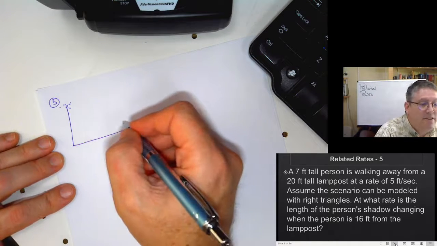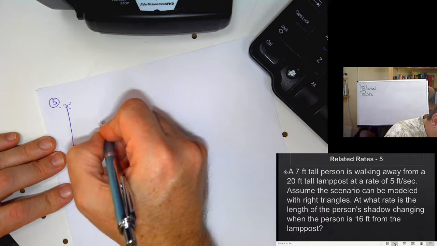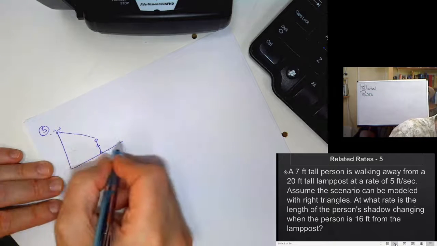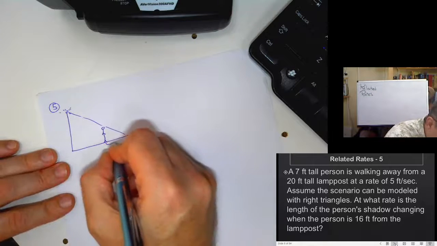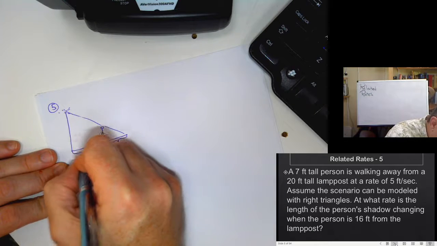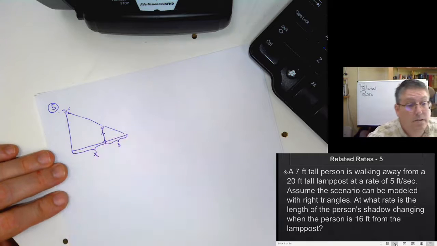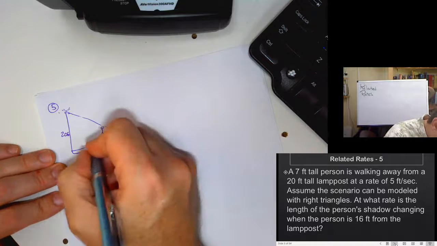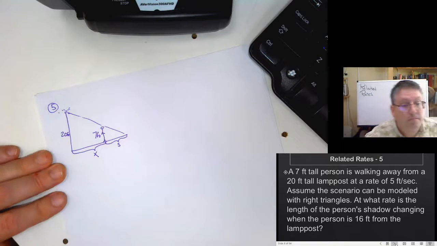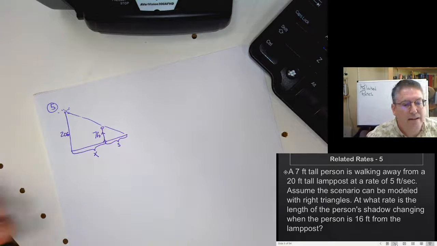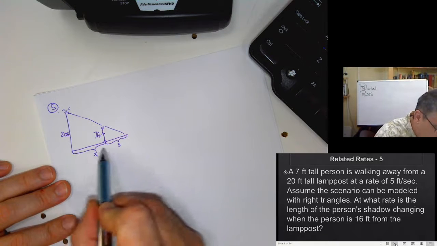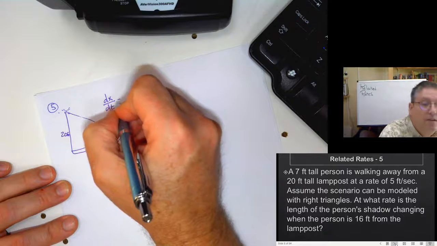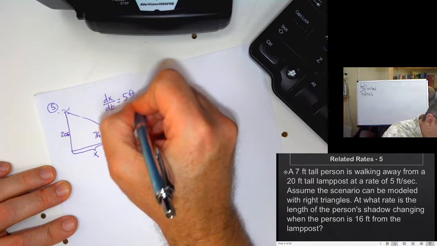And this time he's 7 feet tall. This is a tall guy or girl walking away from a lamppost. So there's our shadow length. And there's our distance from the lamppost. And the lamppost is how tall? The lamppost is 20 feet tall. And the person is 7 feet tall. Okay? And he's walking at a rate of 5 feet per second. So that's going to be this x right there. So the change in x with respect to time is 5 feet per second.